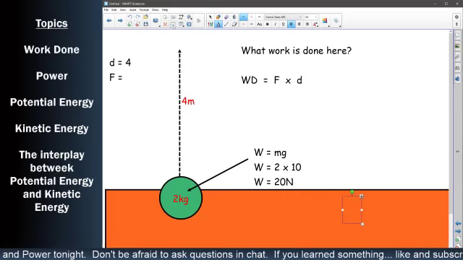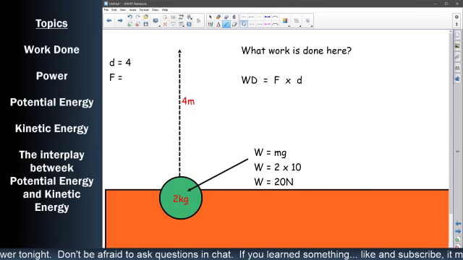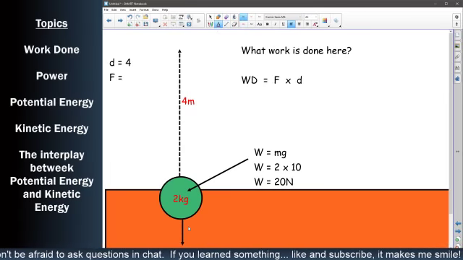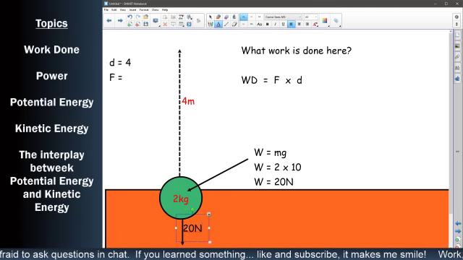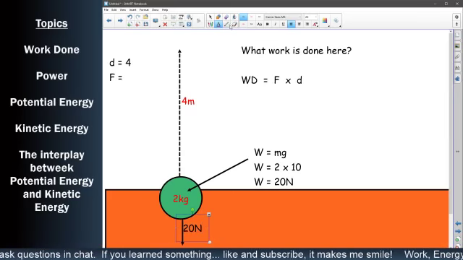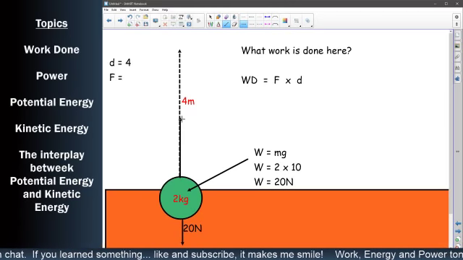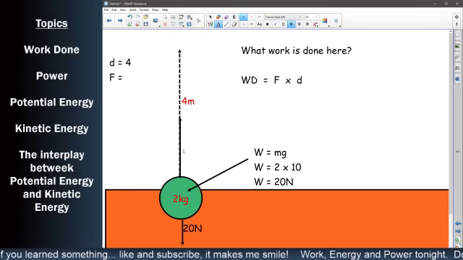So on my diagram then, I can add that force in. I know that I've got a downward force acting in this of 20 newtons. And here's the tough bit to get your head around. In order to lift this object, I will need to produce an upward force that is also equal to 20 newtons.